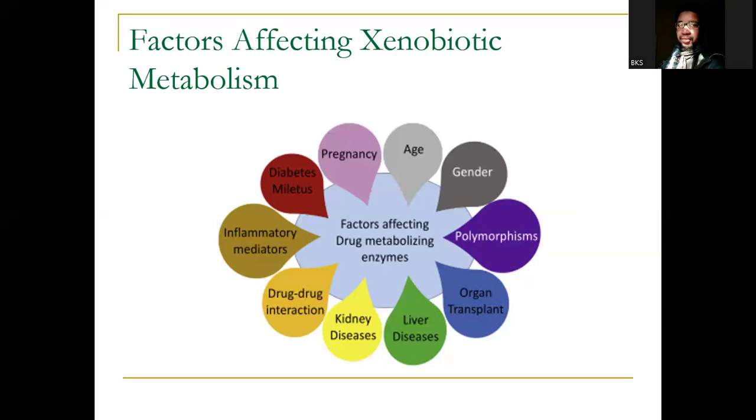And we already explained polymorphism on several occasions. We talked about organ transplantation. We talked about the size of the organ being transplanted. We talked about cases of rejection where we have inflammatory cytokines affecting the metabolism. And we talked about drug interaction.